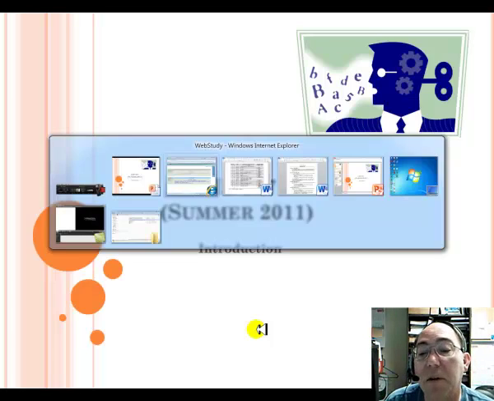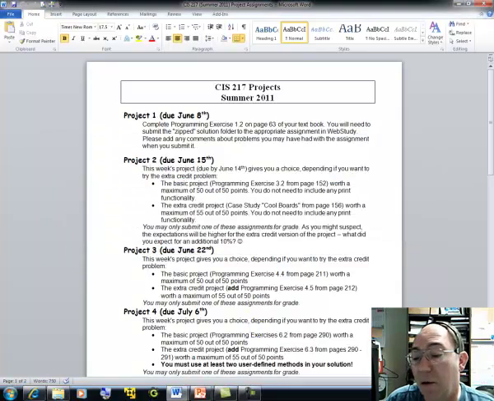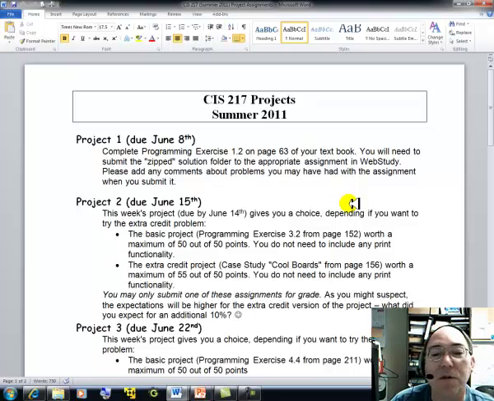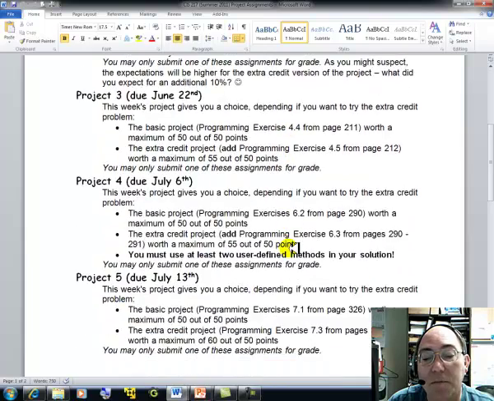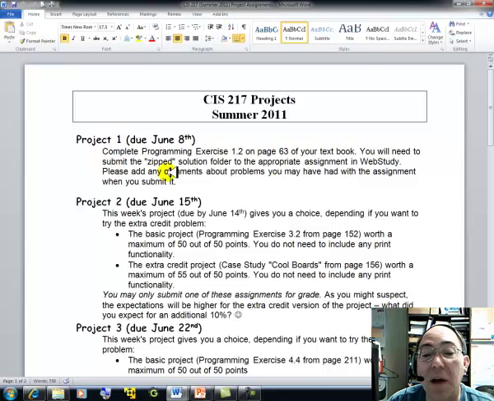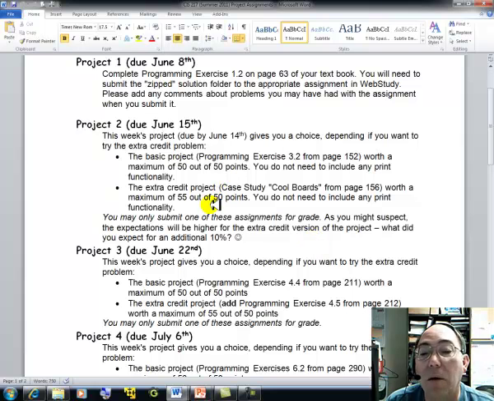Now, the one thing I do want to talk about is your assignments. What you were also handed out, and is also on Web Study, is all the projects for this semester. You will see that we have our 5 projects, and then we have our final project. Now on each of these projects, it's one of the assignments in the book. You're going to have to zip the entire solution folder, and we'll talk about that on June 6th, the first day I'll actually be in class with you. Okay. Now, I just saw a typo. It is June 15th, not June 14th. So you can take a look at the schedule.